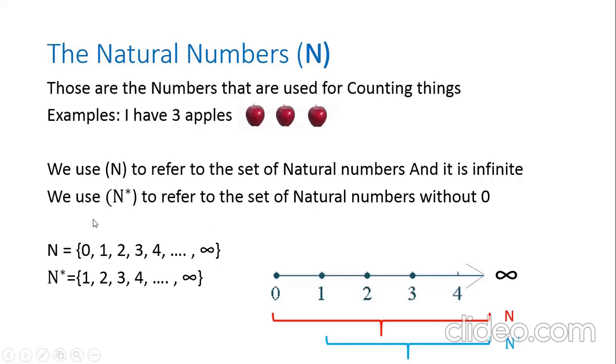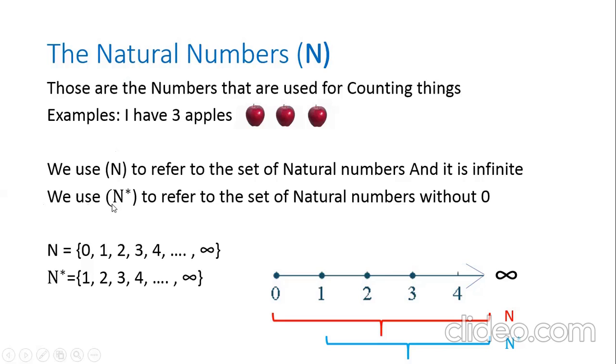So natural numbers are those numbers that are used for counting things. For example, I have 3 apples. I have 3 cars. I live on the 3rd floor. We use the letter N to refer to the set of natural numbers, and it's an infinite set, so that it starts from 0, then 1 and 2 and 3, and it moves to infinity. It doesn't reach an end.